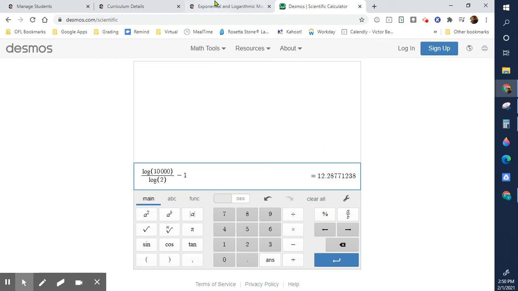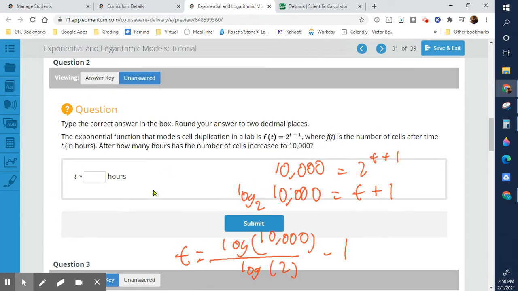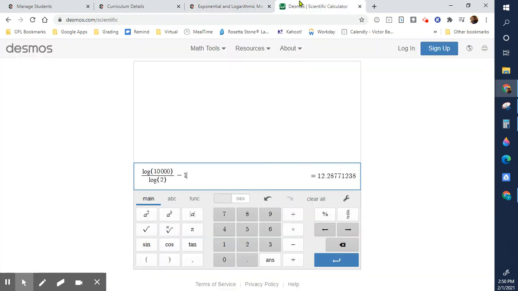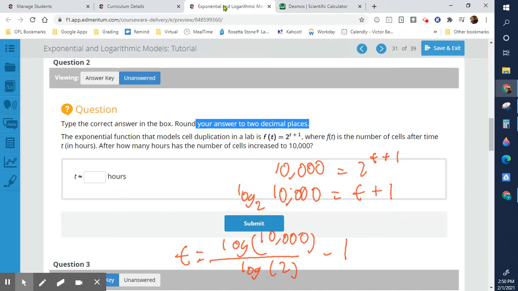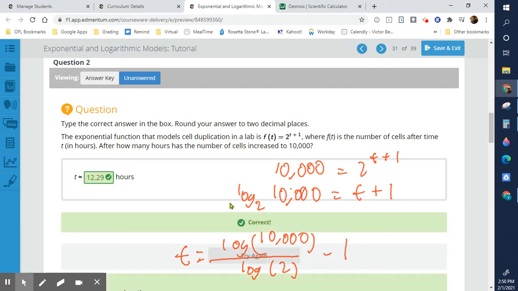How many decimal places does this want? How many hours? Round your answer to 2 decimal places. Okay. So 2 decimal places, 28, that 7 is 5 or greater. So we're going to do 12.29. I'm going to say 12.29 and submit that. Cool. So we got that right.